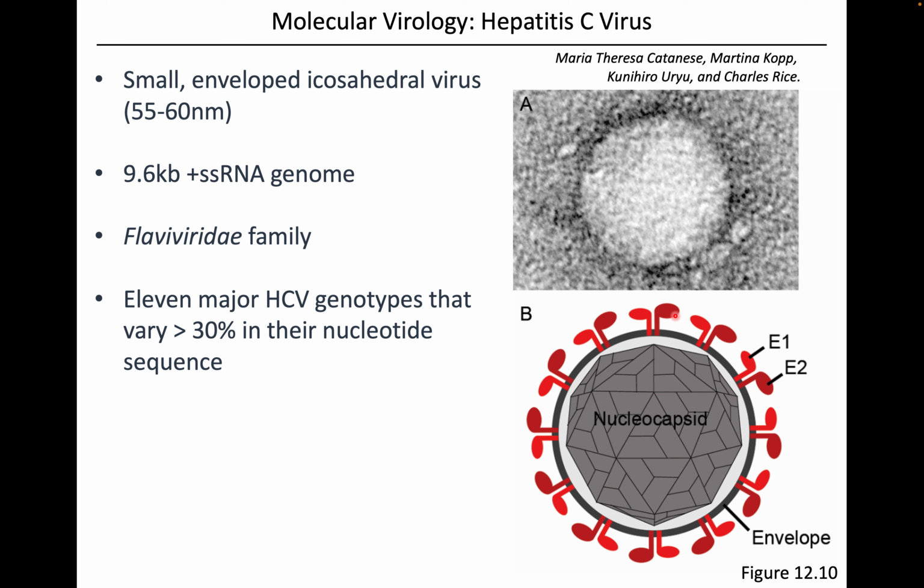And you'll notice in the viral envelope, you have these E1 and E2 cell surface proteins there, and as you can probably guess, those are going to be important for attachment of the virus.